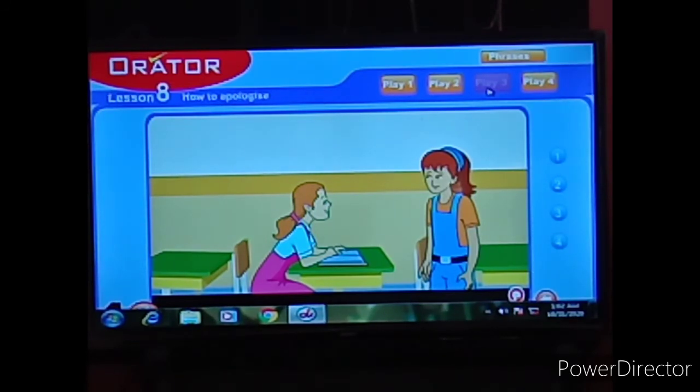So, here she gave her pen to who? Susan gave her pen to her friend, it seems. So, she lost her friend's pen. She said, I lost your pen. I apologize. So, Susan is asking, what happened? So, the other girl is telling, I think I lost it while playing. So, Susan said, it's okay. Don't bother. So, once again, you listen to this audio first.